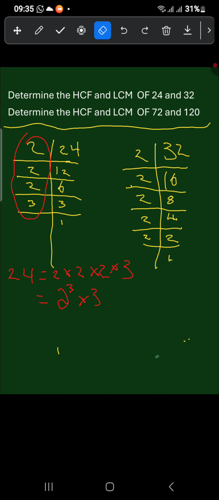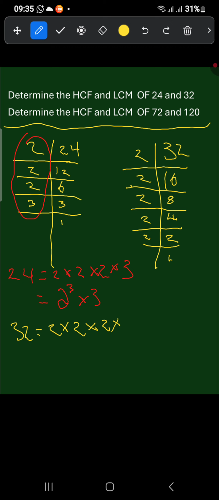So now it means 32 can be written as 2 times 2 times 2 times 2 times 2, which is the same as 2 to the exponent 5.